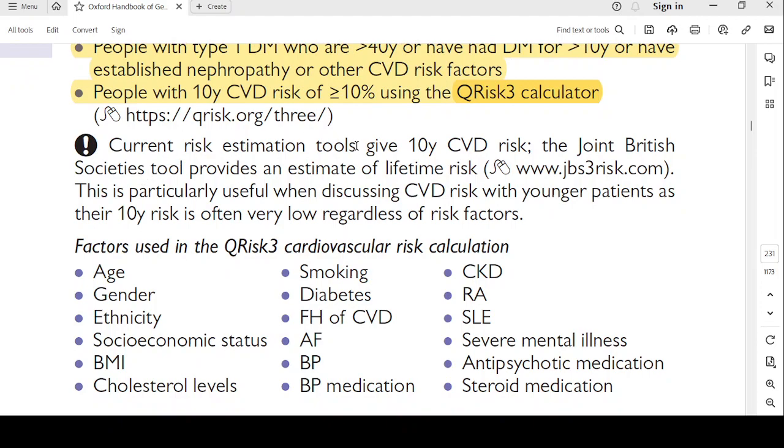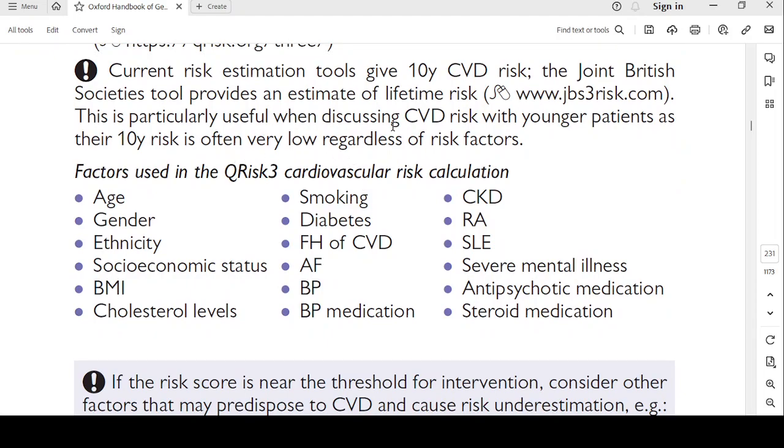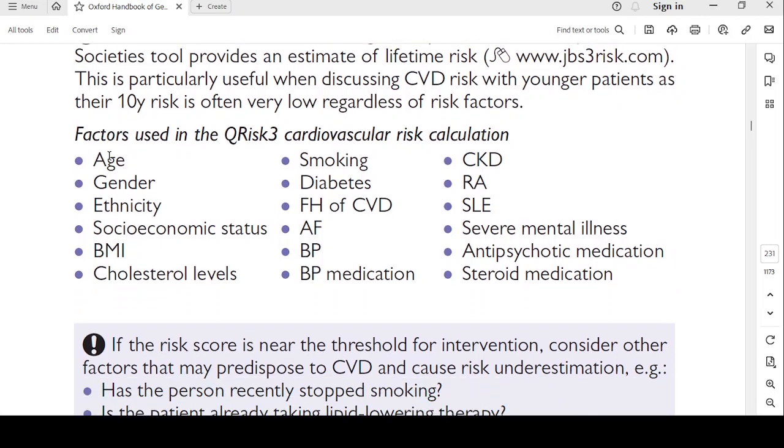Current risk estimation tools give 10 years CVD risk. The Joint British Society tool provides the estimate of lifetime risk. This is particularly useful when discussing CVD risk with younger patients, as the 10-year risk is often low regardless of the risk factors. So when the patient is younger, you use a lifetime risk tool by the British Society.